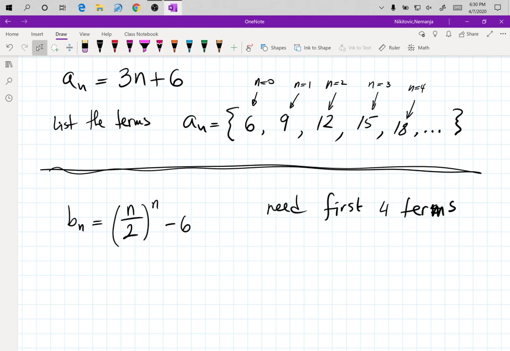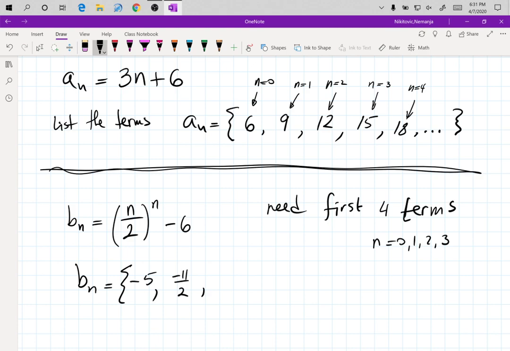Alright, so you are listing the first 4 terms. Let's go. Bn is, well, the first term we're going to use is 0. So we have 1 minus 6, that's negative 5. So we have n equals 0, 1, 2, and 3. That's the first 4 terms. So that was 0. Now we plug in 1. We get 1/2 to the 1 minus 6. So that's negative 11 over 2, I hope.